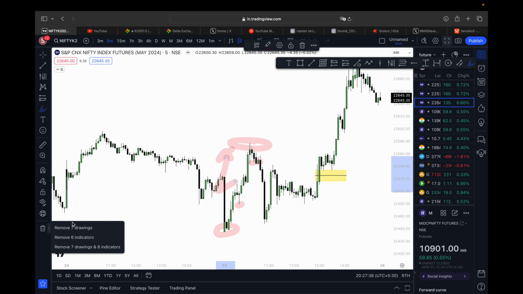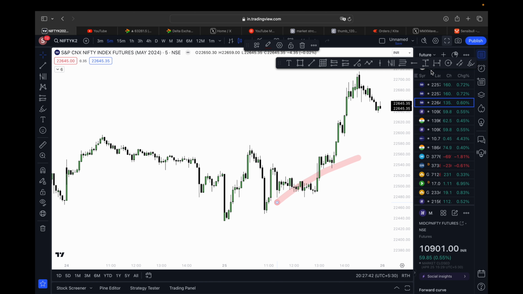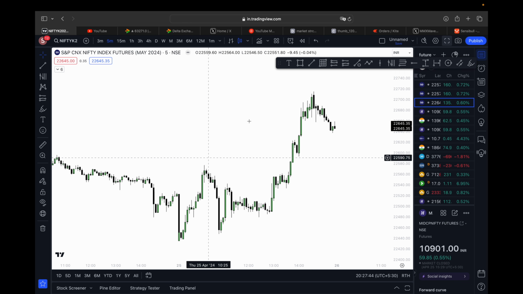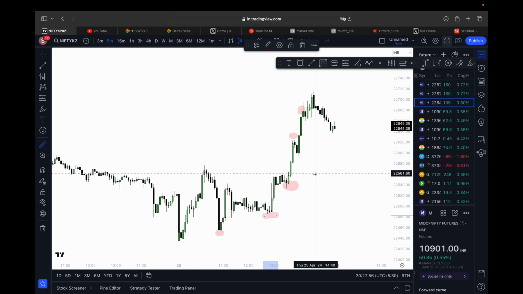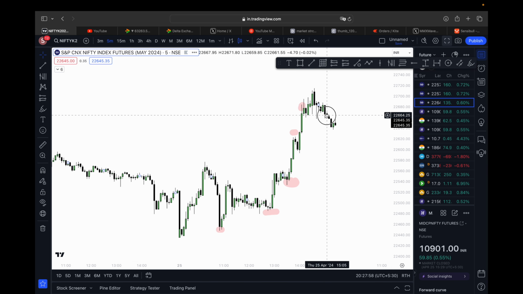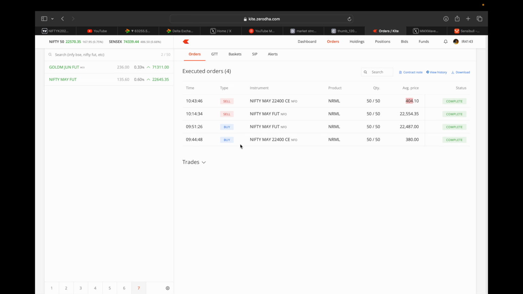Same thing here. I will share this model later on, maybe in upcoming videos, but you could have bought somewhere here and probably sold here, or maybe here. Again, you do not need to buy here. This is enough. It's all about making money, not about bragging. So this is how it plays out.